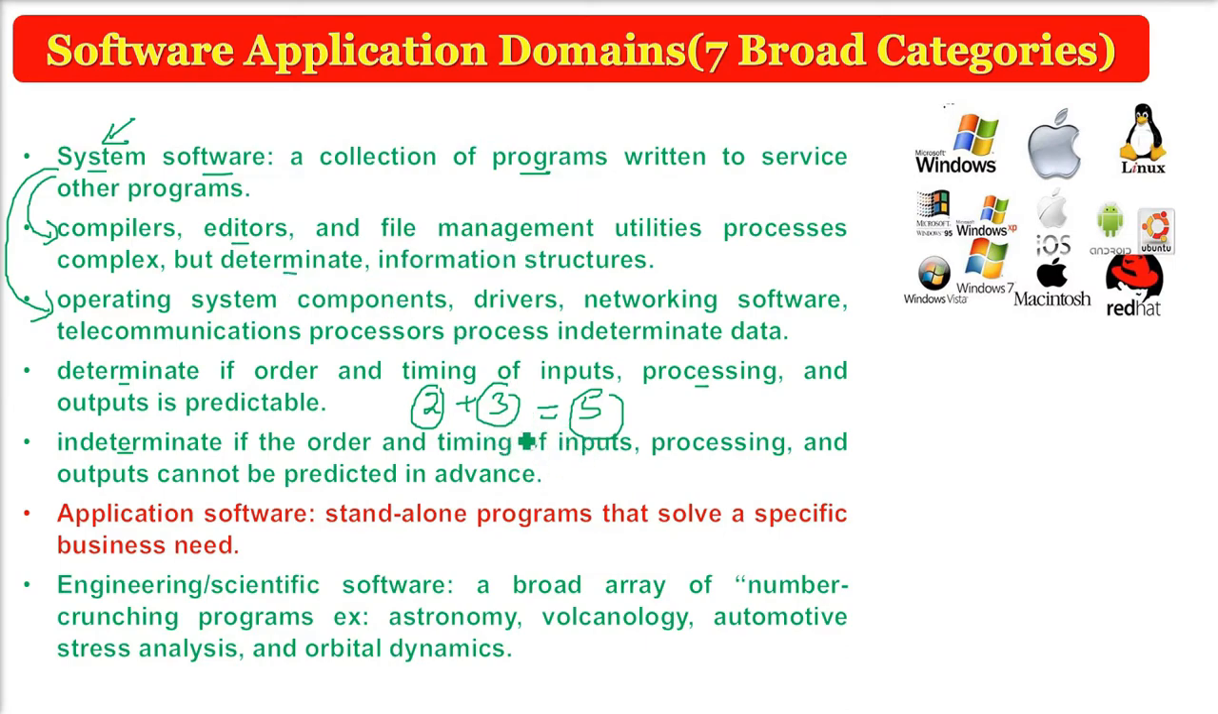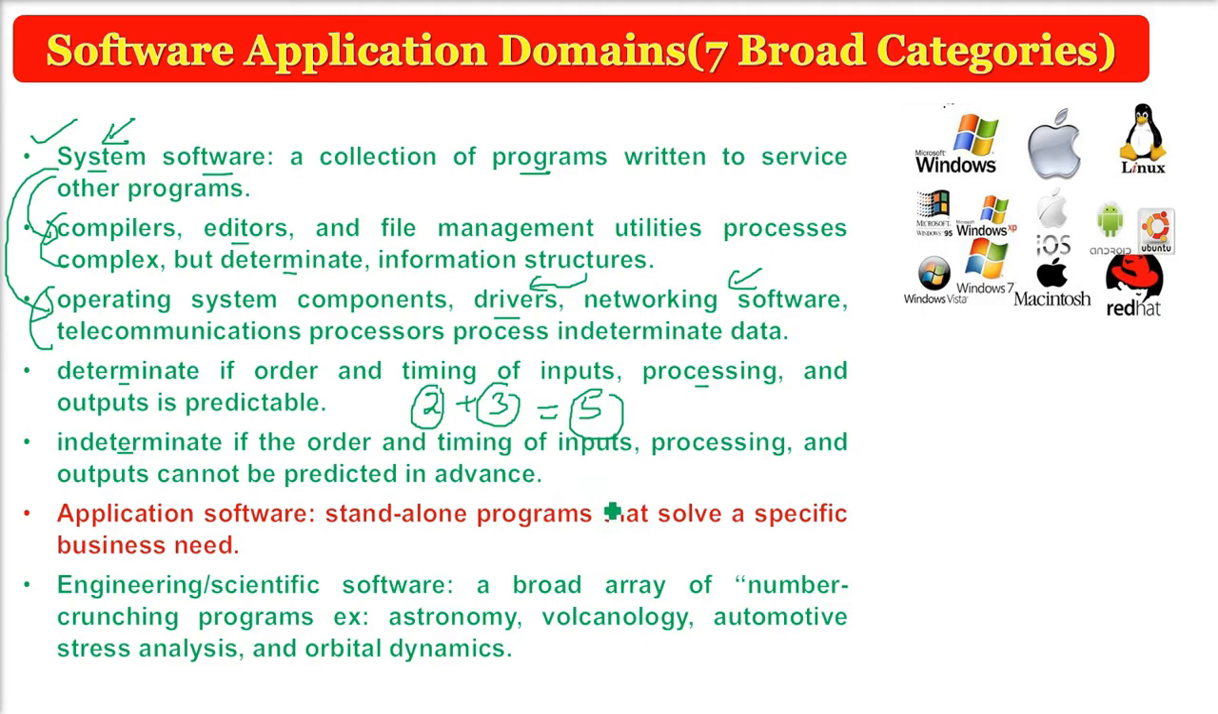When we talk about indeterminate kinds of data processing, we have operating systems, for example Microsoft Windows, iOS. Then drivers: if you attach a printer, it requires a certain driver to work. Networking software is also there, and there are certain telecommunication processors. These process indeterminate data. So again, system software has 2 ways, determinate and indeterminate. This is the first category, the first application domain.